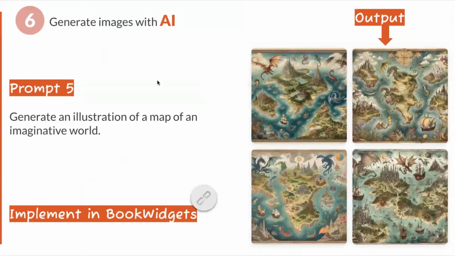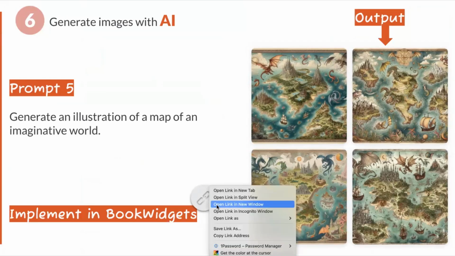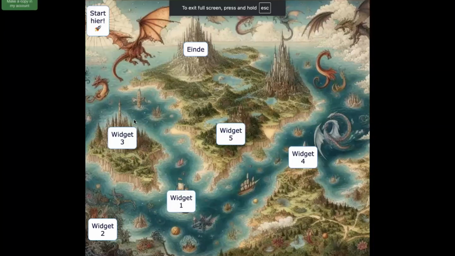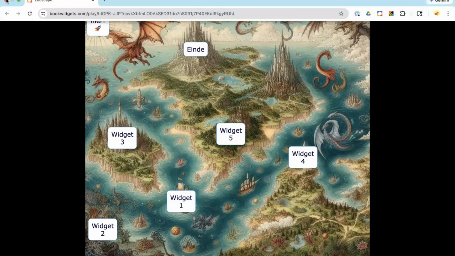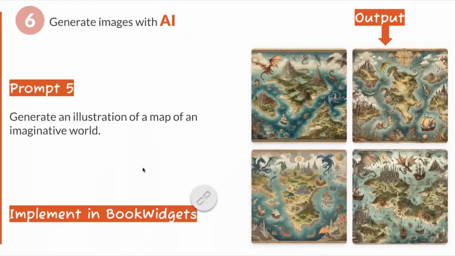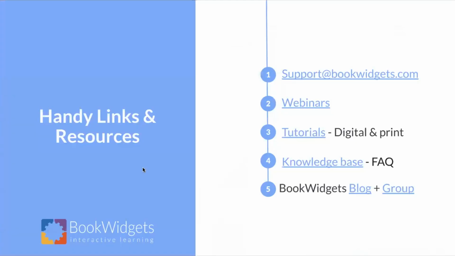And then the other thing too is if you're thinking about like game boards, you can have your AI tool create an illustration of a map of an imaginative world and then turn it into a game board, your hotspot widget, where then they can click on each one of these hotspots, and then it would take them to the activity to go do. So lots you can do with design. You don't have to always be the designer. You can be using the tools to help you out.